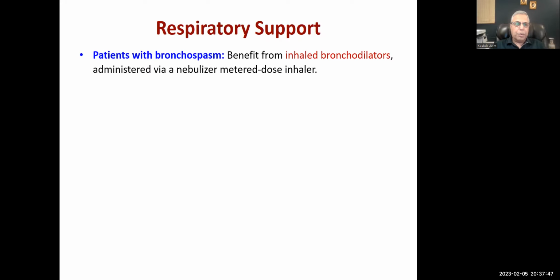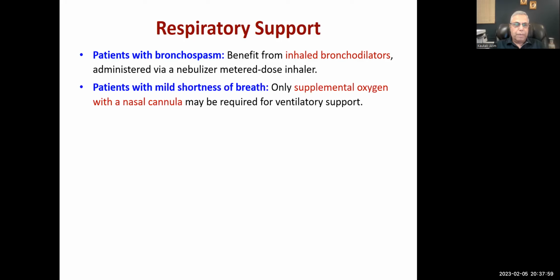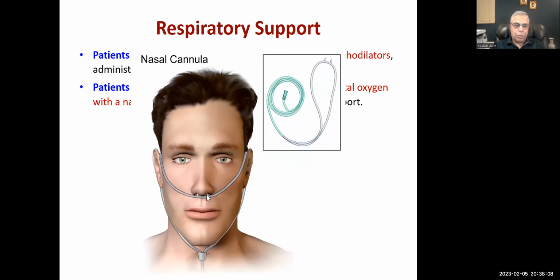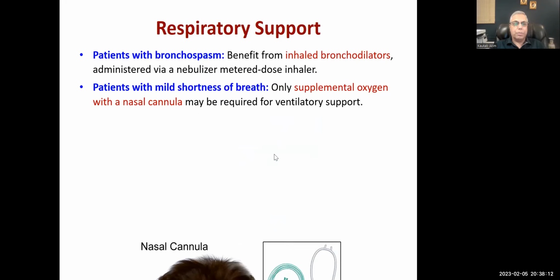Respiratory support is important. Patients with bronchospasm benefit from inhaled bronchodilators administered via nebulizers or metered dose inhaler, whatever you choose, okay? Patients with mild shortness of breath may require only supplemental oxygen with a nasal cannula for ventilatory support. And this is what a nasal cannula looks like. You must have seen this in the hospitals.